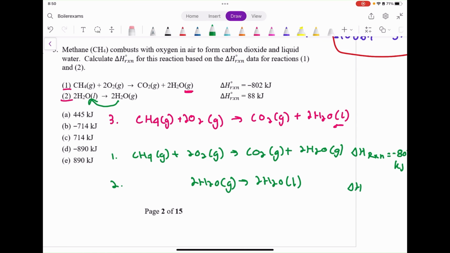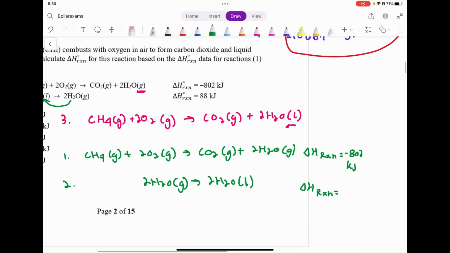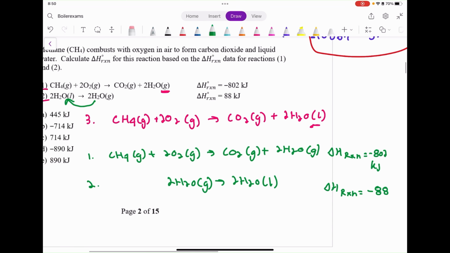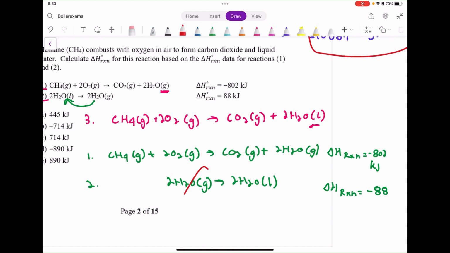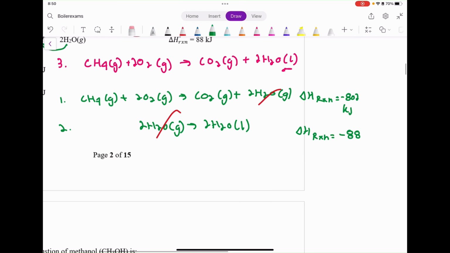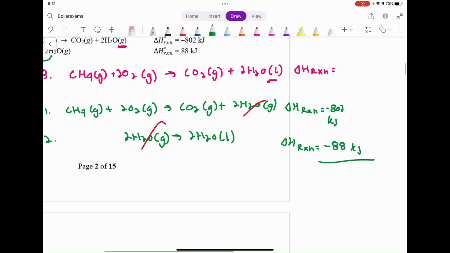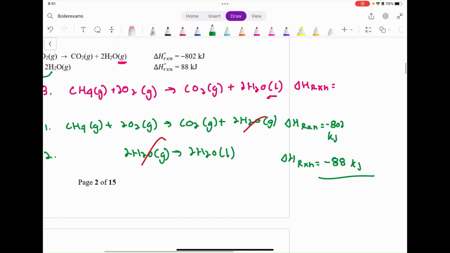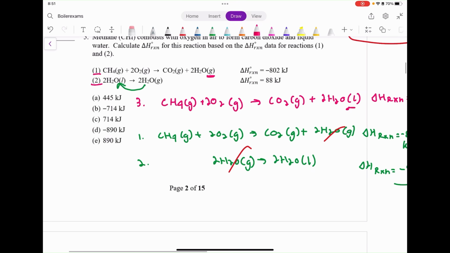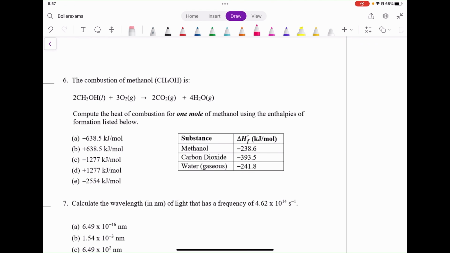And now I also have to flip my delta H reaction, which is going to become negative 88. And now if we were to add these together, those two would cancel, and you would get the overall reaction, and you would also get this overall delta H reaction that we're looking for. So if we just add negative 808 to negative 88, you get, what is that, negative 890? Negative 890 kilojoules. D, oh, that's a terrible circle. 5D.